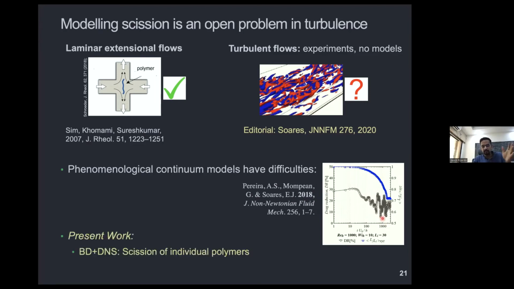So that brings us to what we wanted to do, which is to study scission by simulating individual polymers using Brownian dynamics, and also do the flow with DNS. This will allow us to break polymers individually when they stretch beyond a certain threshold, and give us a consistent way to predict and understand what's happening as far as scission goes.